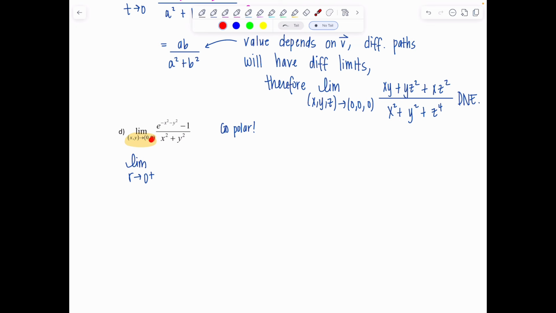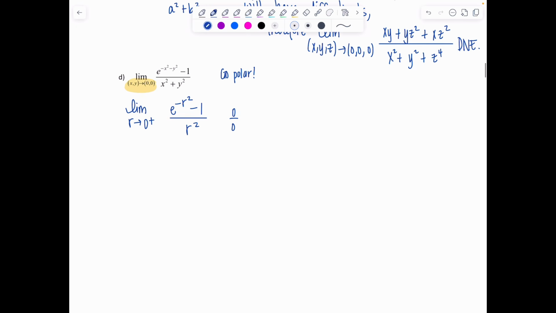But if we're going to the origin and r is approaching 0, it's independent of theta. It will still get to the origin. So that's why we can reduce the number of variables in this limit. It's so fabulous. So then we have e to the negative r squared, minus 1, over r squared. Okay, if you try direct substitution now, you still have an indeterminate form. Do you notice? It's 0 over 0. Yes, but we only have one variable in the limit. So we can use L'Hopital's rule.